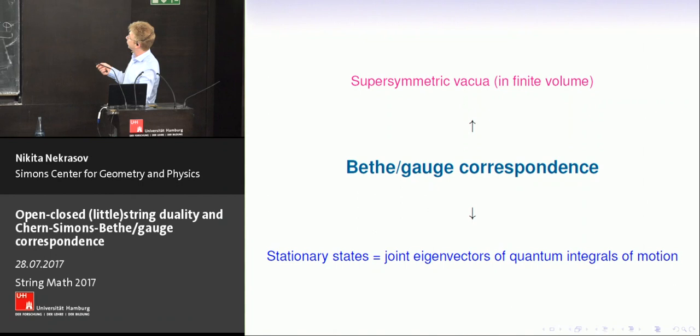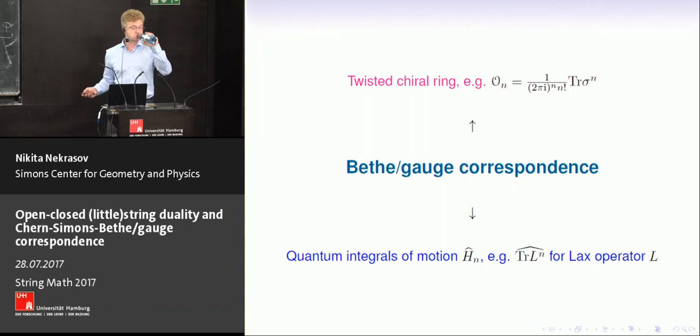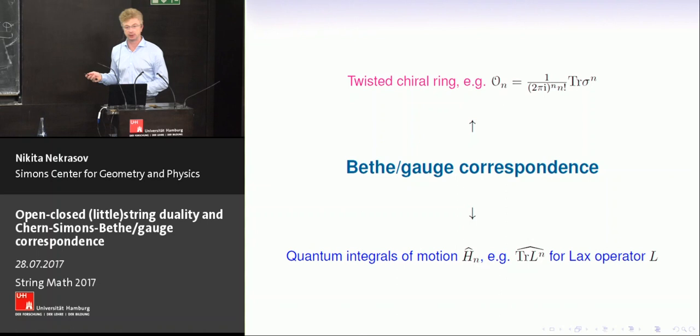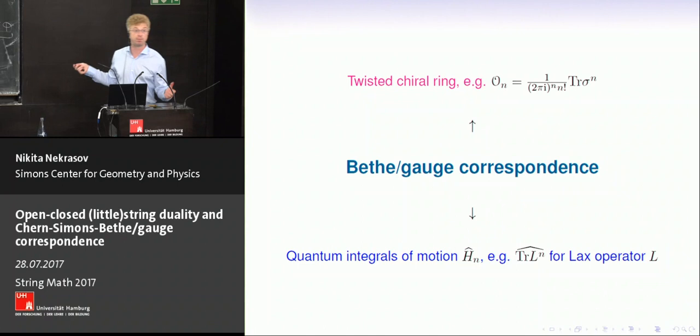The twisted chiral ring, which in the gauge theory case has a distinguished basis coming from gauge invariant polynomials of the scalar field in the vector multiplet, corresponds to quantum integrals of motion, some distinguished basis in the space of quantum integrals of motion. If you're familiar with the Lax operator formalism, these are some kind of quantized versions of the traces of powers of the Lax operator.